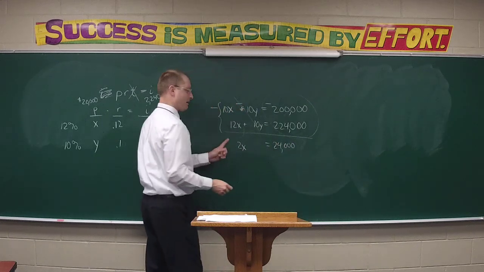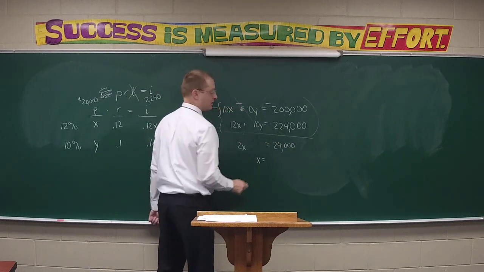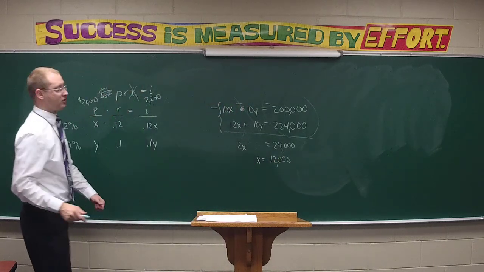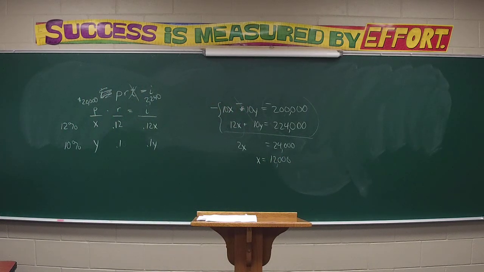And then here, Audrey, I get 24,000, and so dividing both sides by 2, class, I'll get that x is 12,000, which means apparently the Blackburns invested $12,000 at the 12% rate.